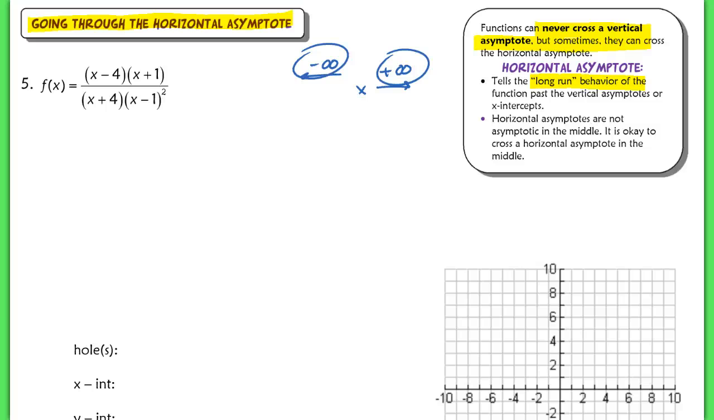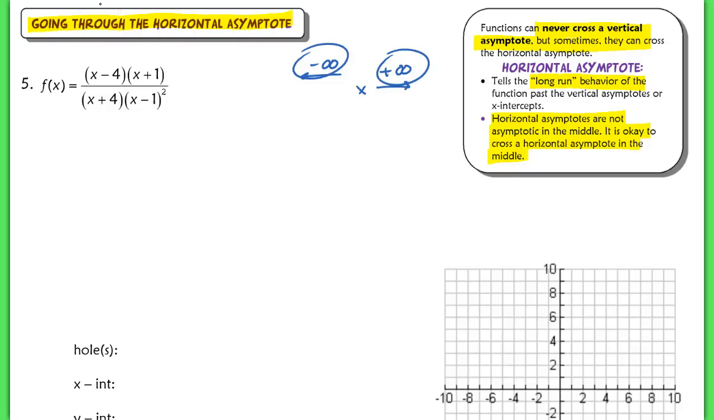So horizontal asymptotes are going to tell you the long-run behavior of your function past those vertical asymptotes and the x-intercepts, but it won't tell you what it behaves like in the middle of your function. So your function kind of does what it wants, okay? Sometimes it actually crosses the horizontal asymptote, which will usually be indicated with either a y-intercept or an x-intercept. You can actually see that it crosses that horizontal asymptote. So those are the kind of problems that we're going to work on now.